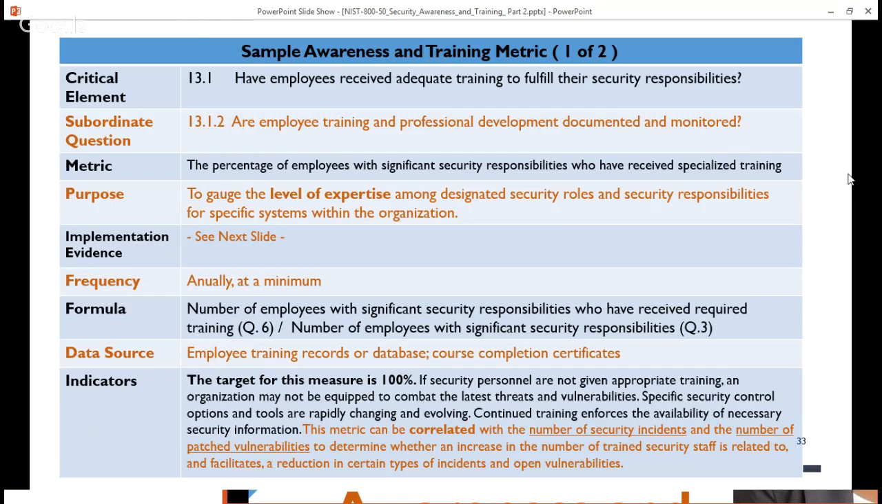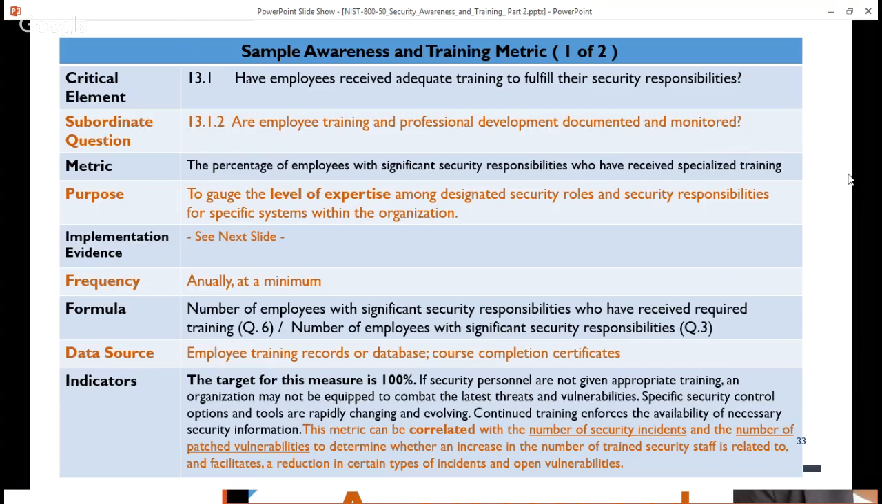The subordinate question is, are employee training and professional development documented and monitored? The metric is the percentage of employees with significant security responsibilities who have received specialized training. The purpose of the metric is to gauge the level of expertise among designated security roles and security responsibilities for specific systems within the organization. We're going to skip the implementation evidence for a minute. The frequency is once a year at a minimum.